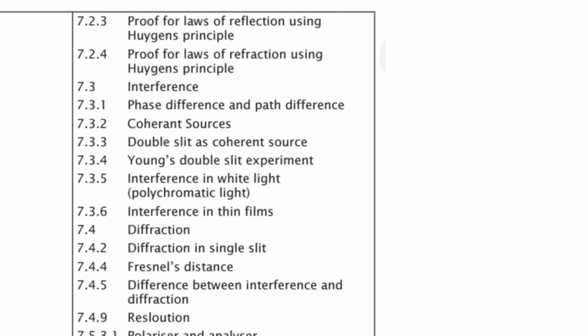7.2.3 proof for the laws of reflection using the Huygens principle. 7.2.4 proof for the laws of refraction using Huygens principle. 7.3 interference. 7.3.1 phase difference and path difference. 7.3.2 coherent sources. 7.3.3 double slit as a coherent source. 7.3.4 Young's double slit experiment.